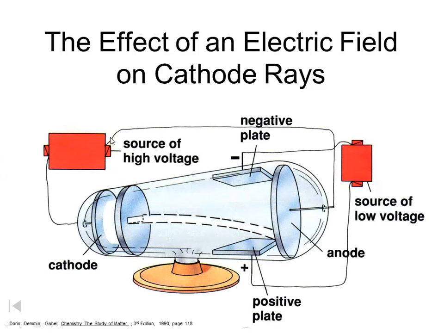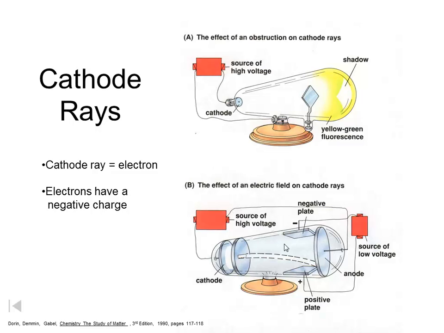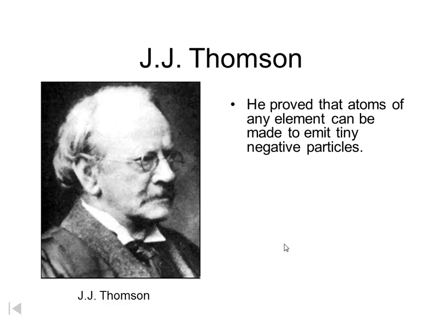There's another little diagram. I didn't make this one, I took it. So, if it's attracted to a positively charged plate, it must have a negative charge. So the cathode ray, later they found out, was a beam of electrons. So Thomson found out that all atoms have these little electrons, and they can be made to emit them.